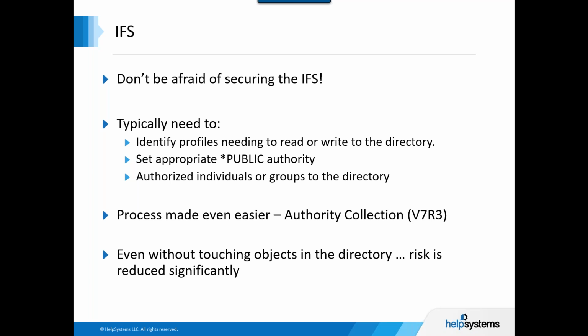So again, what you typically need to do is identify the profiles needing to read or write to the directory, set the appropriate public authority, and authorize those users or groups to that directory, and you're done. And again, if you don't know what authority those users need, authority collection will tell you, and then V7R4 even goes the next mile to say who's accessing that directory. So the last few releases, IBM has made this process even easier than it was before.